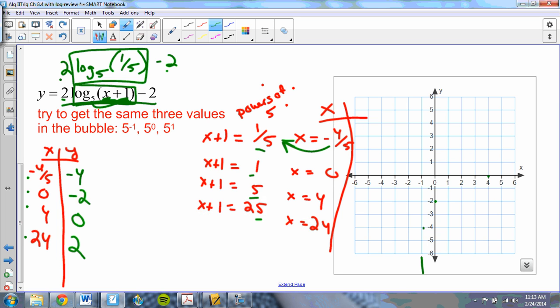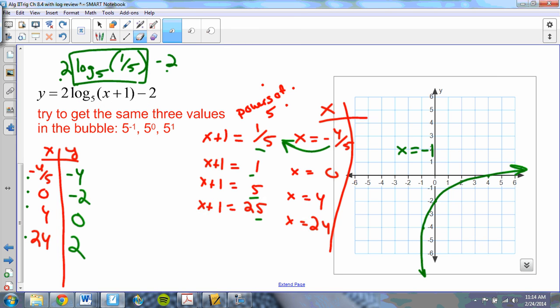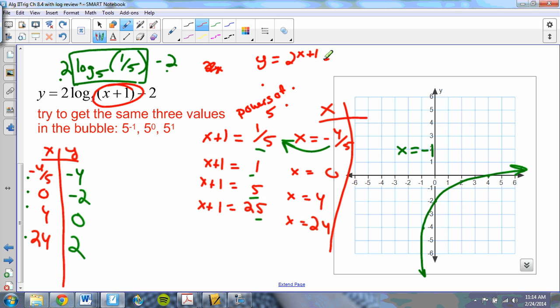Where's my asymptote now? Negative 1. X equals negative 1, which we could have found here. Look at that. X equals negative 1. That's our h value. Now with exponentials, it's k. If we have y equals 2 to the x plus 1 minus 2, that would be the asymptote of an exponential function.